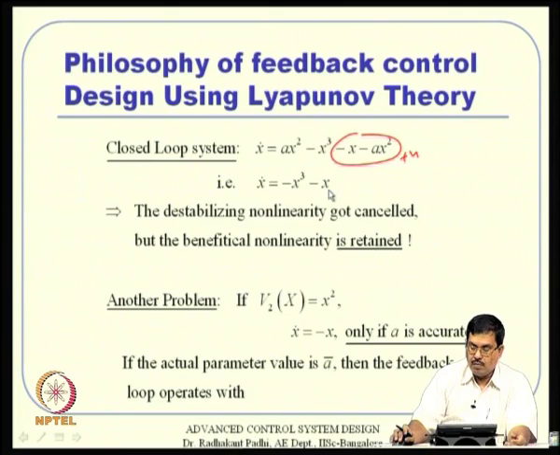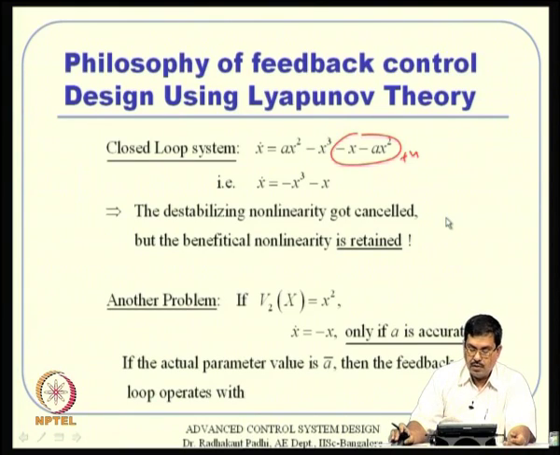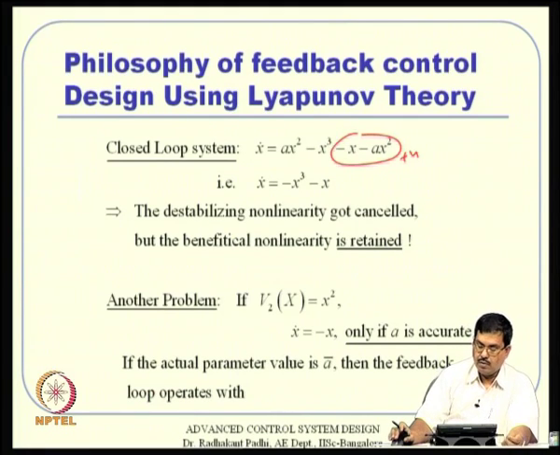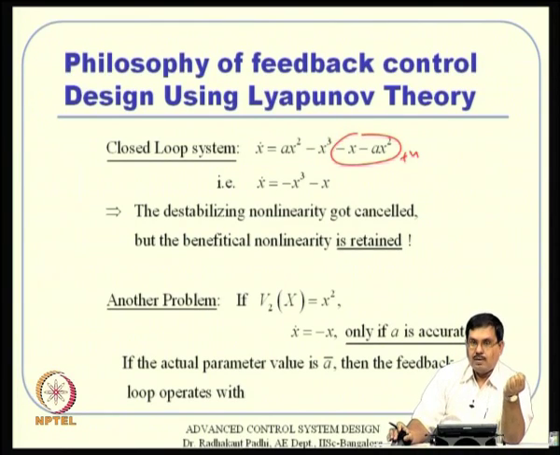So, we are able to preserve this beneficial nonlinearity, okay, by selecting a different V2. So, that is the message here. So, the design is not just a unique design. It is subject to different selection of V2, V1 and all, you will end up with different controllers actually. But all of them will be able to do the job, and all of them will have some degree of robustness also, because these are all sufficiency conditions, robustness also comes into picture.